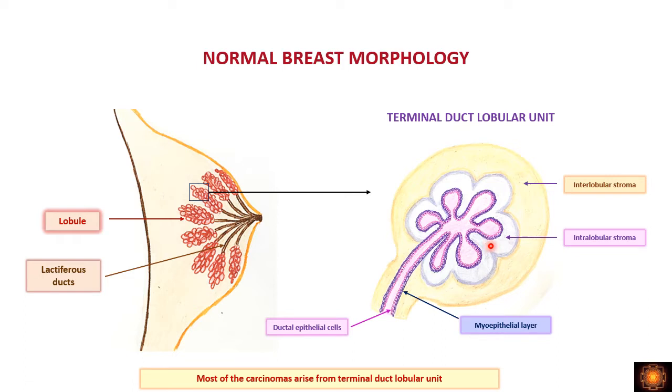This is important because some of the mesenchymal tumors like fibrosarcomas or liposarcomas will be arising from the interlobular stroma, whereas tumors like fibroadenoma and phyllodes will be arising from the intralobular stroma. Anyway, in this video, we will be discussing classification of only the breast carcinoma. I'm not going to discuss the mesenchymal tumors, but just to know the normal morphology, I'm telling this. And the terminal duct lobular unit is the one from where most of the malignancies arise.